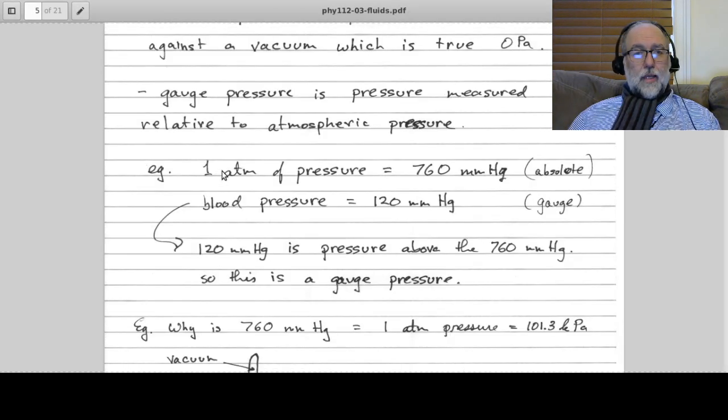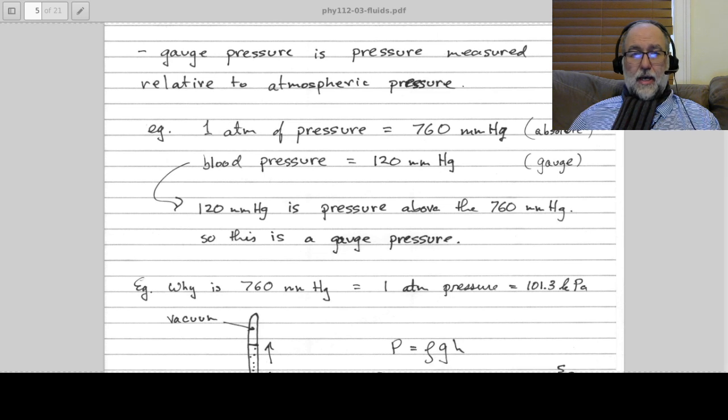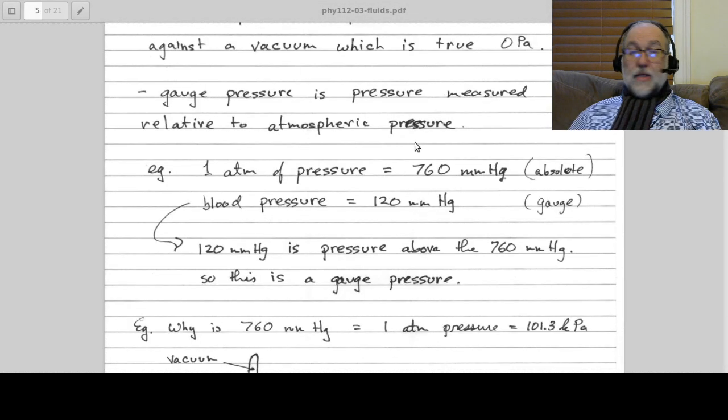And so in a second, I'm going to show you that one atmosphere is equivalent to this other measurement of pressure, which is millimeters of mercury. So one atmosphere pressure is like 760 millimeters of mercury. That's absolute. But when you use those blood pressure gauges, you'll get a measurement of like 120 millimeters of mercury. That's actually a gauge pressure. What that means is 120 millimeters of mercury above the 760. And so that's a gauge measurement, and again, it's being measured by an instrument, hence the word gauge. So just be careful about that.